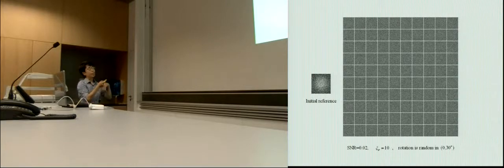So these are the images with translation, rotation, and noise that we have. And then we use an initial reference. By the way, here the initial reference can be anything. You can randomly pick any one, or you can even use pure noise.